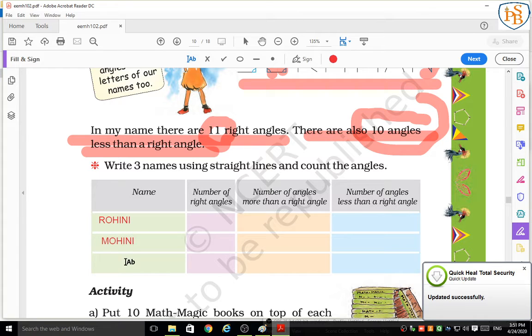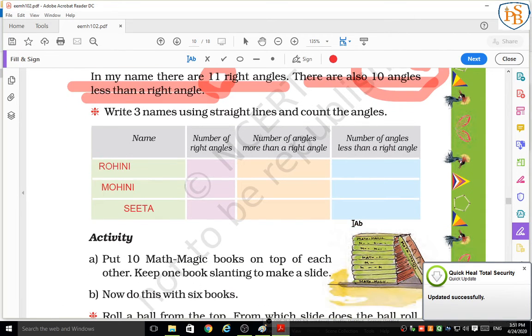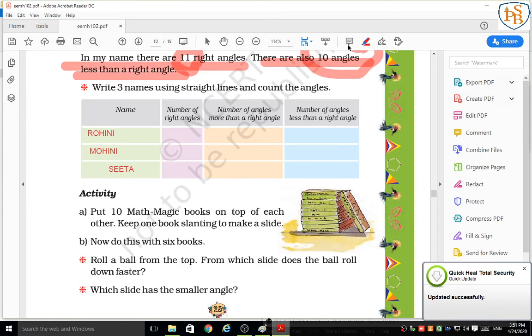And the last name is, take your name. Okay, I will mention here Sita. You can write your name. Okay students, from your name, from all these names, you have to just find out the number of right angles, more than right angle and less than right angle. So can you do it, students? Yes, I know you can do it. Then come to the next point.